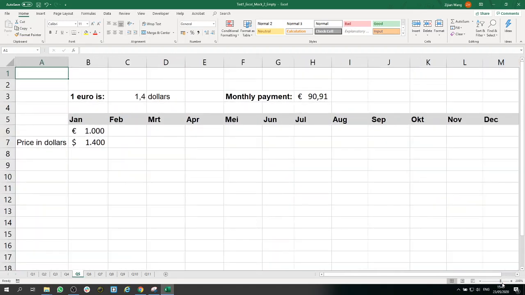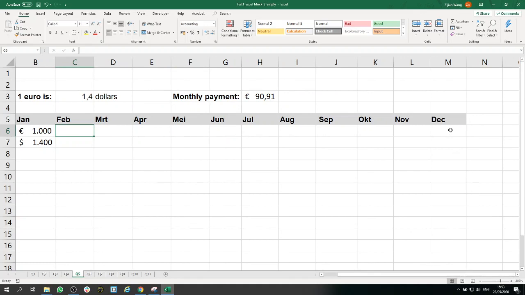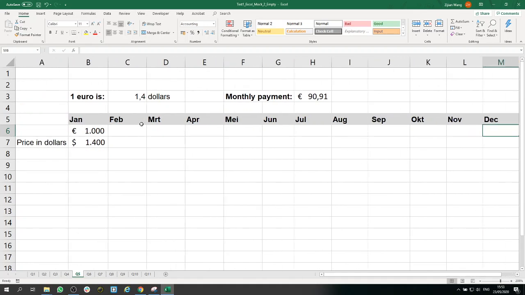Now let's have a look at question 5. So in this question we have a whole list of payments. So we want to figure out the formula in C6, and that's the formula that should be able to drag all the way to December. So here we have the amount we need to pay minus the monthly payment.